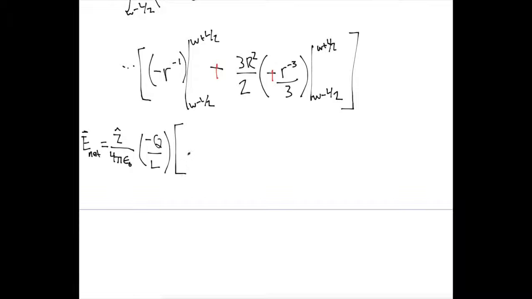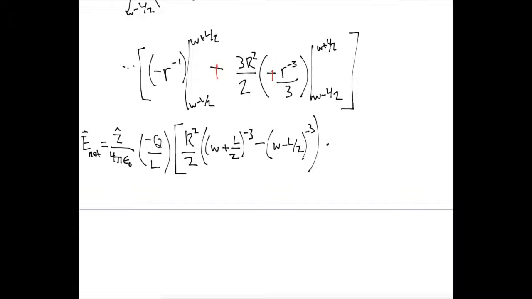And now let's do some algebra. So we'll take that right-hand term first from the integral. The 3's cancel and we're left with r squared over 2 times w plus L over 2 to the negative third. And just subtract out that other one. We're distributing across that r squared over 2. So there's that first part of it.